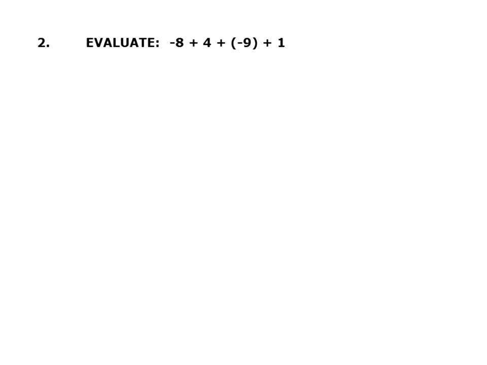First thing we look for is parentheses. Yes, we do have a parentheses, so we have a positive times a negative gives us a what? What does a positive times a negative give us? That's right, a negative. Now we're going to rewrite the problem. So we have a negative 8, a positive 4, negative 9, and a positive 1.